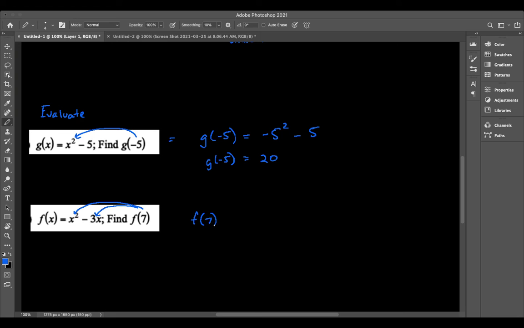So f of 7 is equal to 7 squared minus 3 times 7. So 49 minus 21, and that gives us 38. So f of 7 equals 38. Okay, so those are the two easy problems that we had before, where we just basically had to substitute in values for x, and that will give us the answer.